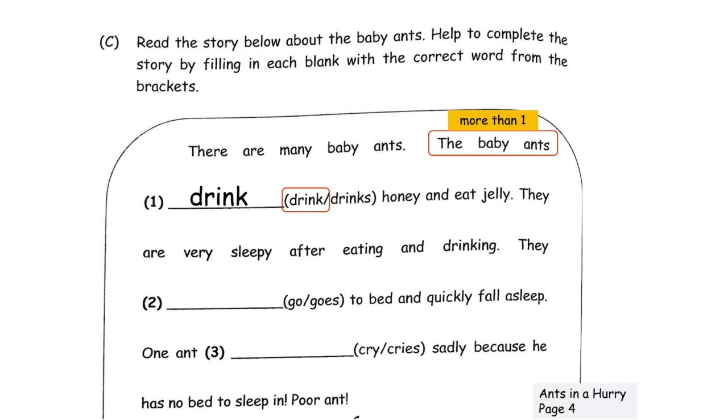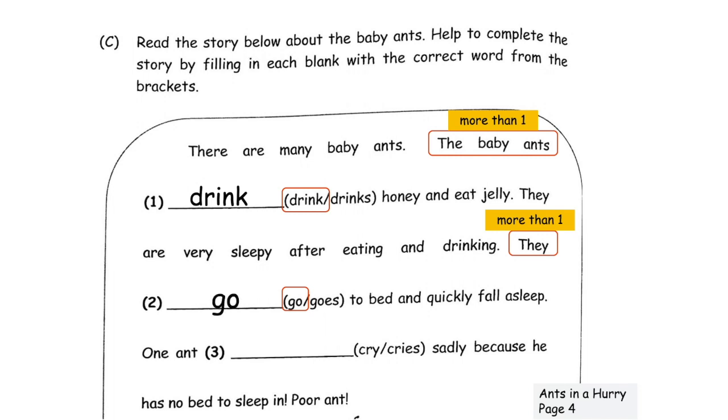They are very sleepy after eating and drinking. They blank to bed and quickly fall asleep. My subject is they. They tells me that there is more than one. Since there is more than one, I choose the verb go. They go to bed and quickly fall asleep.